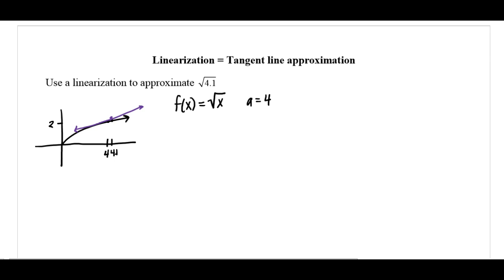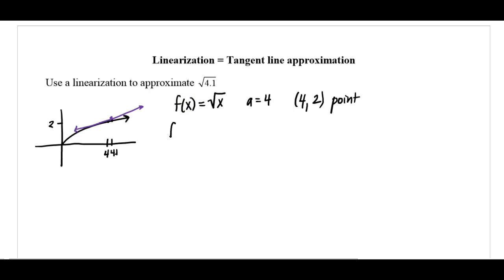So remember, to find a tangent line, we need a point and a slope. So we had to ourselves find the curve and the a value. So the a value is going to be 4. And I need a point, so this is only the x-coordinate of the point. And we chose this x-coordinate 4 because I can easily take the square root of 4, which is 2. So plugging 4 into the square root function, I get out 2. Here's my point.